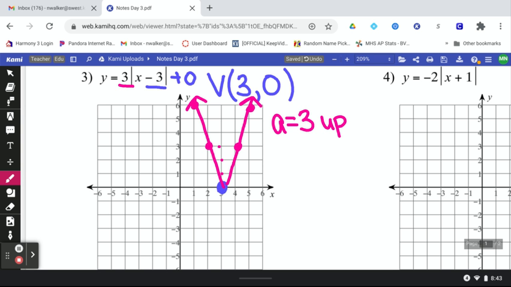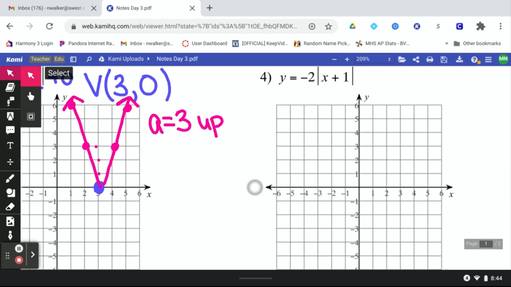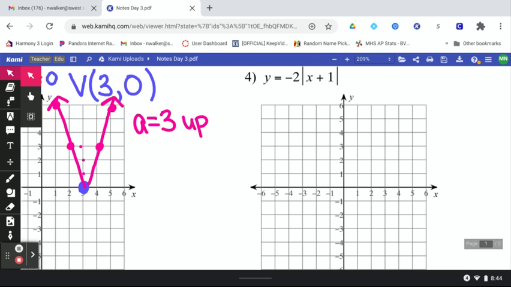You know, so even though it's an added step, it's really not that much more of a step, is it? That coefficient in front tells us our pattern. All right, do you guys want to try number 4 on your own and then we'll go over it? All right, so number 4, I'll make sure I have it zoomed over. Y equals -2 times the absolute value of x plus 1.